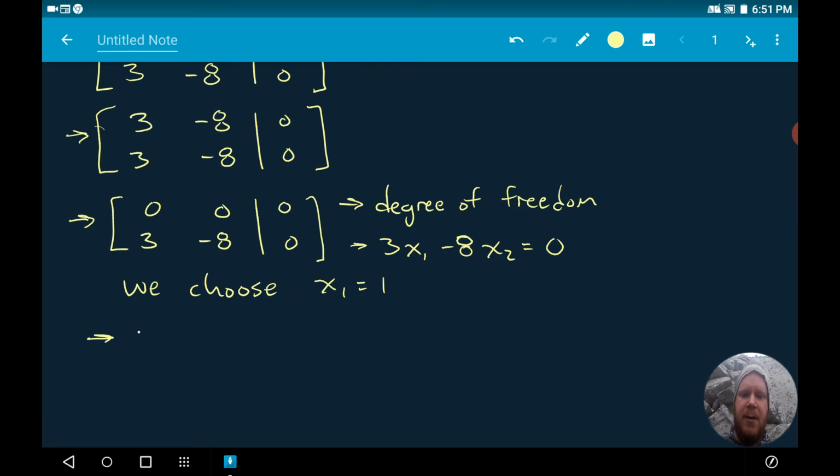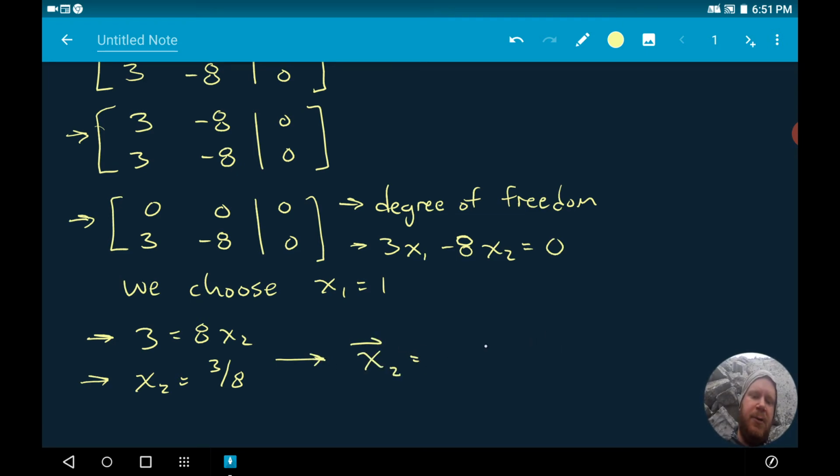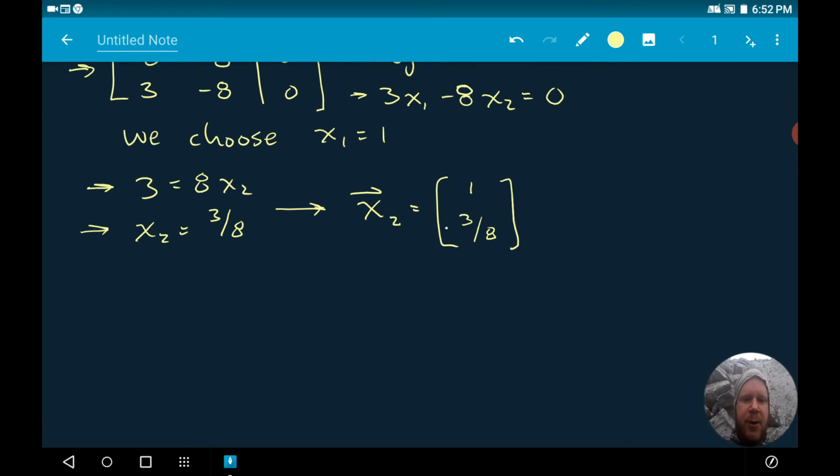And that means that 3 is equal to 8x2 based on this formula. So x2 is going to be equal to 3/8 this time. So our second eigenvector is going to be 1 and 3/8. Great. So overall, it's good to summarize these so I don't have to keep looking up.